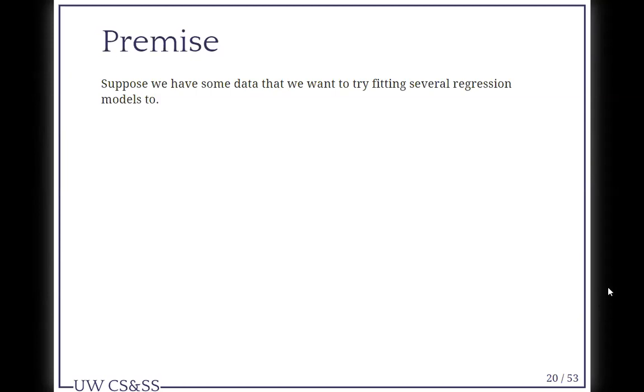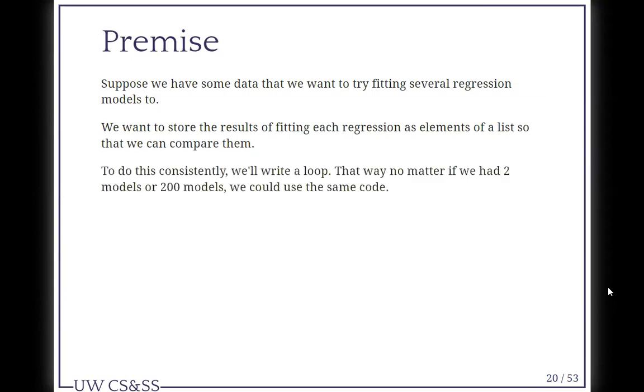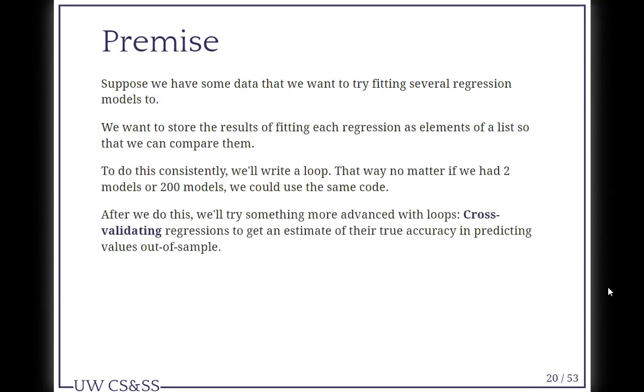So the premise of this example is suppose we have some data and we want to try fitting several regression models to it. We want to store the results of fitting each regression as elements of a list so that we can compare each of them. To do this consistently, we're going to write a loop. That way, no matter if we had 2 models or 200 models, we could use the same code.